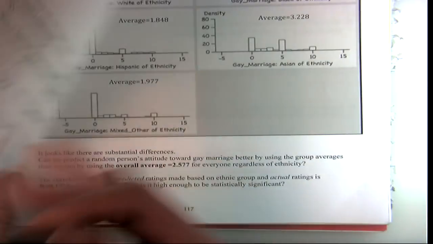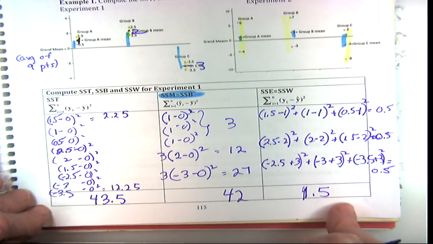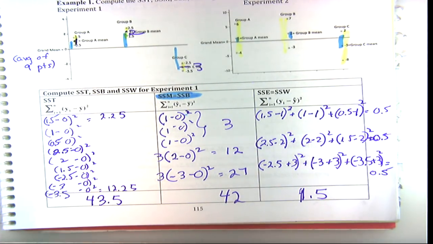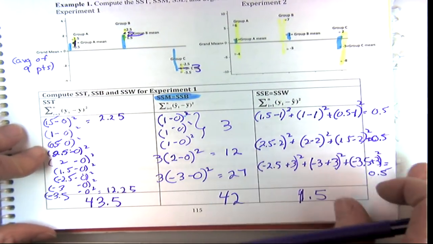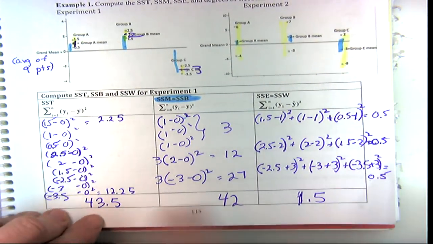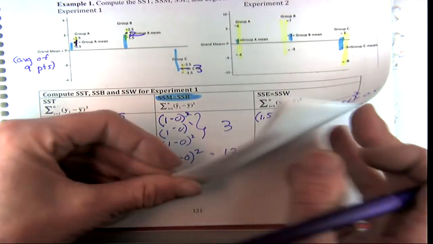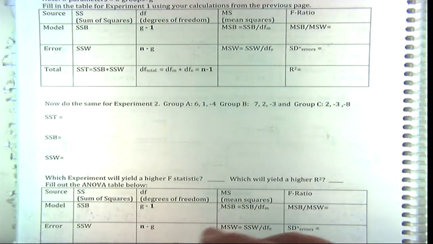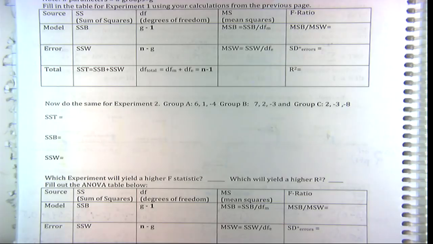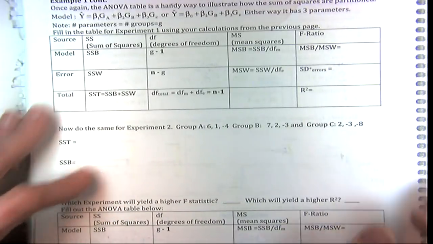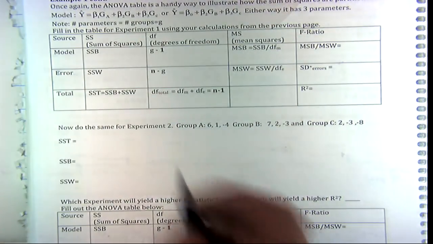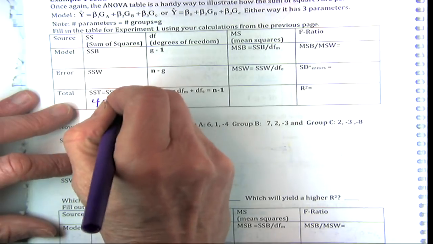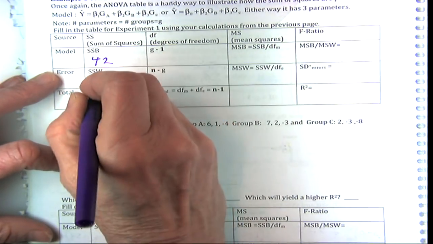All right? Now that we did all these calculations by hand, without being given any r squared, we actually did this. So let's put it into our ANOVA table and calculate the F. And that's on the next page. Okay. So here we are, and let's fill this in. So we had our sum of squares total 43.5. This was 42, and this was 1.5.